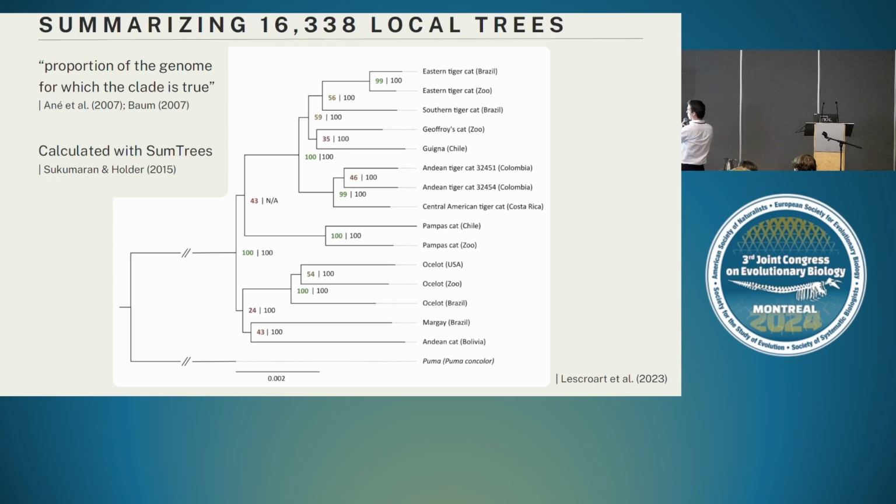So the first number is the concordance factor, and the second is the bootstrap support. And the concordance factors that I use are as defined originally, being the proportion of the genome for which a clade is true, and a clade being a monophyletic grouping of samples. So the hierarchy within the clade is not important. As long as you have a set of samples, then that defines the clade. So to interpret this, the top one means in 99% of the genome, we find these two eastern tiger cat samples together. And I've calculated this with some trees.